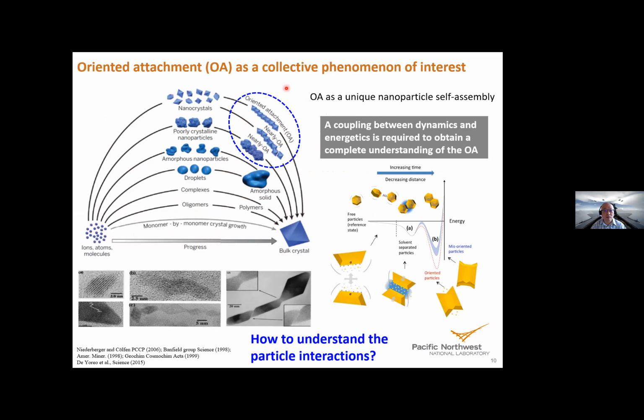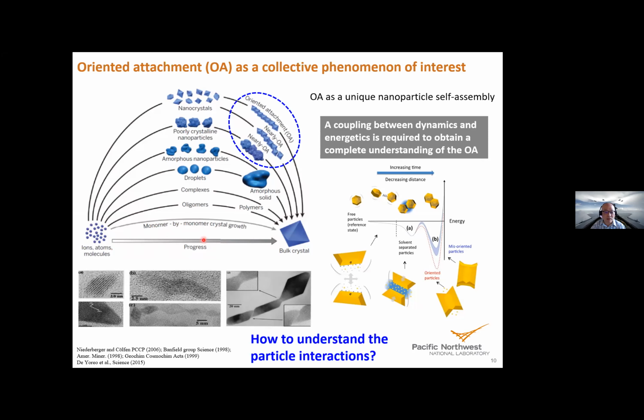So one of the collective phenomena is called oriented attachment, which is about crystal growth. In the crystal growth area, what people know is that ions, atoms and molecules are added one by one to create bulk crystals. That's been known, and it is called monomer-by-monomer crystal growth.